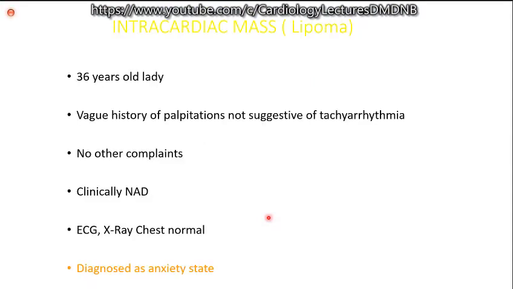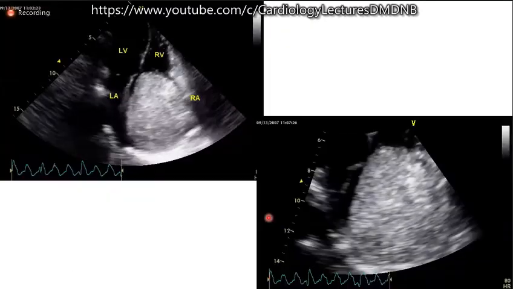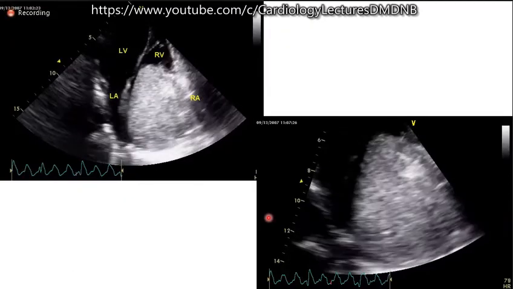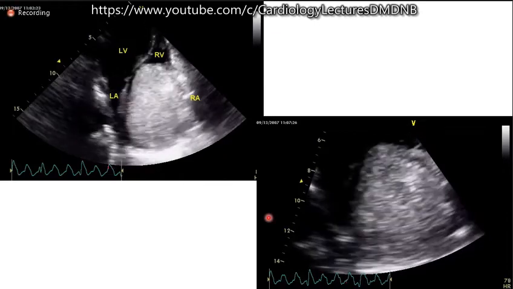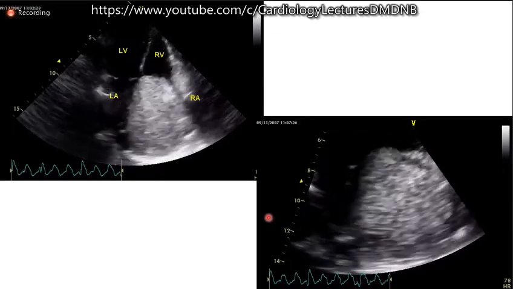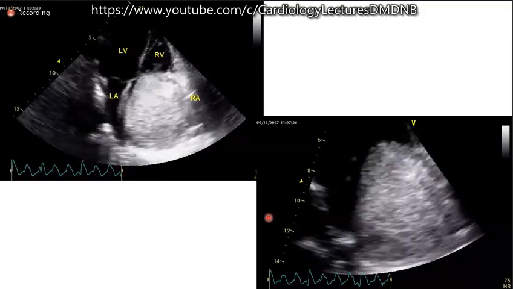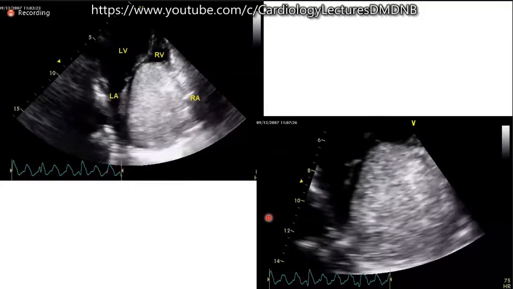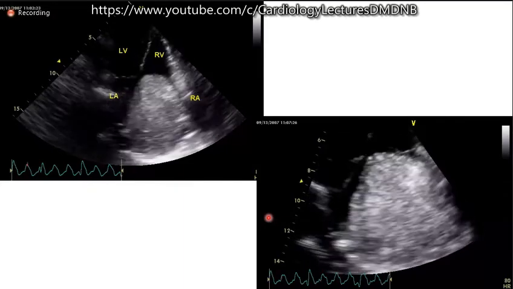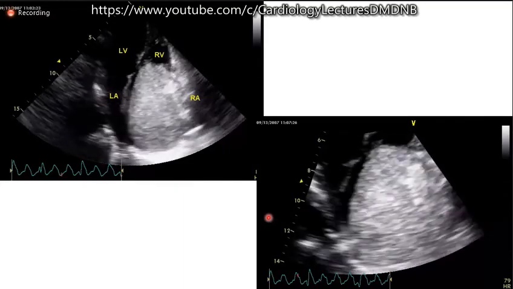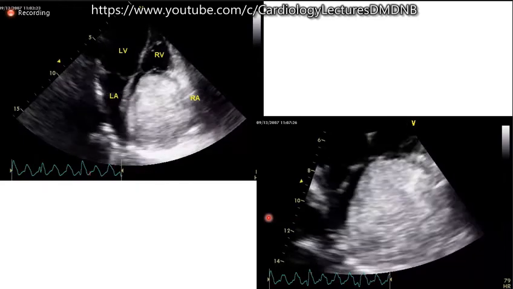Right atrial lipoma, in somebody who presented with a vague history of palpitation, not suggestive of tachyarrhythmias. He had some vague symptoms and he came for examination. And you can see it's a huge mass. It's almost completely filling the right atrium. You can see that it is mostly uniform, and unlike in myxoma, there are no projections on the surface of the tumor mass. Hence, embolic episodes are not common.